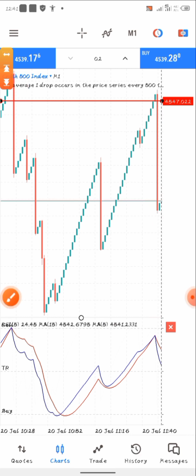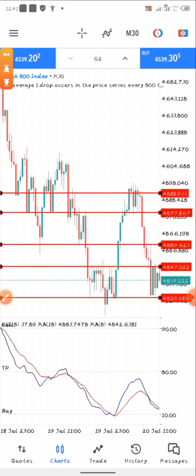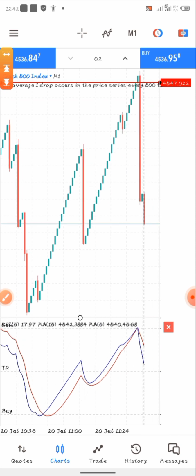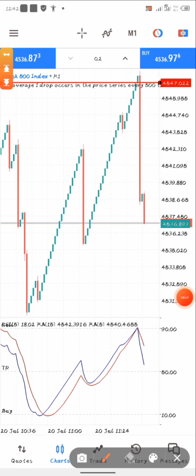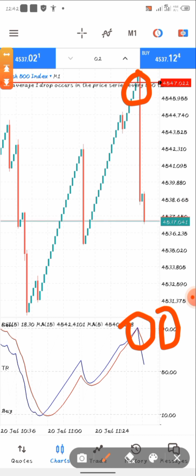You can see it right here, this is what the market did. You can see the moving average reaching the 90 level of the RSI, and the market also reaching our key zone that we marked out on the 15-minute time frame. You can see what the market did: the market spiked to the downside.